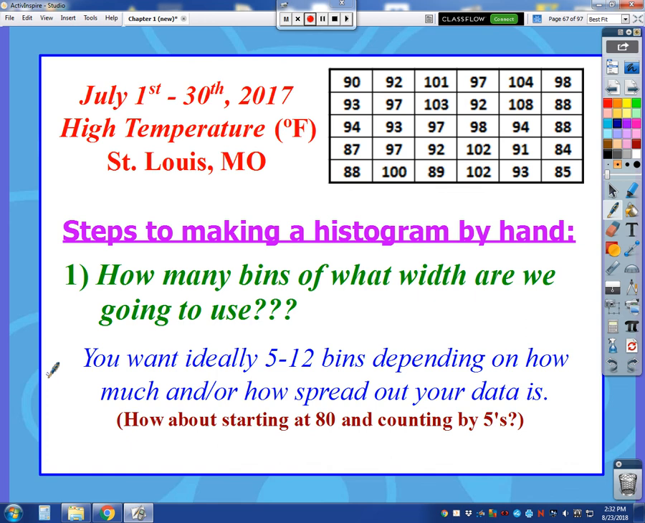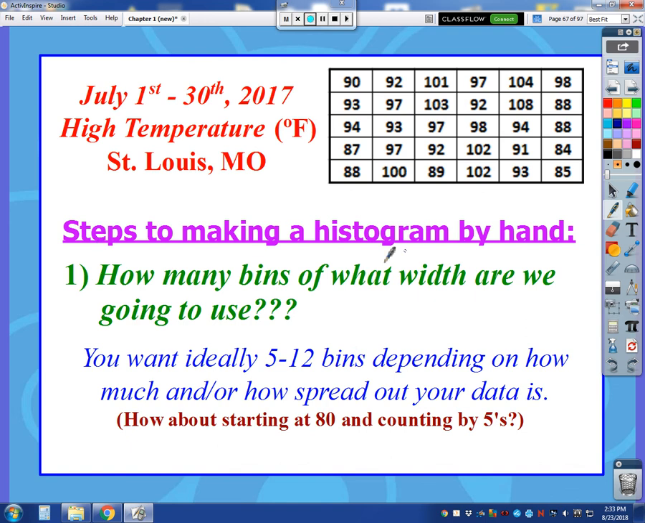So I'm going to show you two things here. I'm going to show you how to make a histogram by hand, which isn't always entirely necessary. And I'm also going to show you in this video how to make this histogram with your calculator. And then I will tell you at the end that really, if you want to make a histogram by hand, you could have the calculator do a lot of the dirty work for you. Okay, so we'll let technology help us out towards the end of the video.